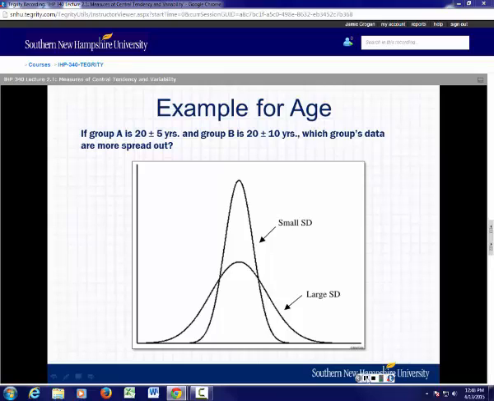But it will take a wider interval to include the middle 68% of scores when the standard deviation is a bigger number. So for Group B, it takes a wider interval to include the middle 68%. So that plus or minus 1 standard deviation is a wider interval. It is 10 to 30 years to include the middle 68% of scores. Whereas Group A, that interval to include the middle 68% is narrower. It is 15 to 25.